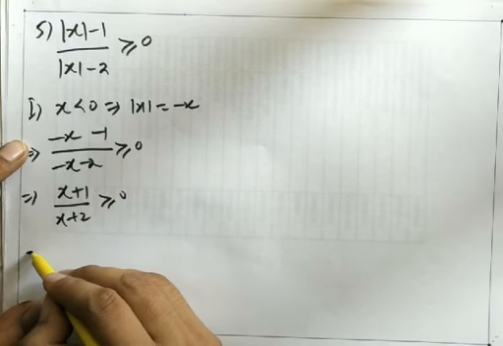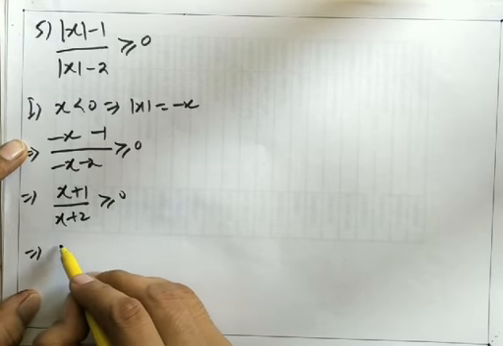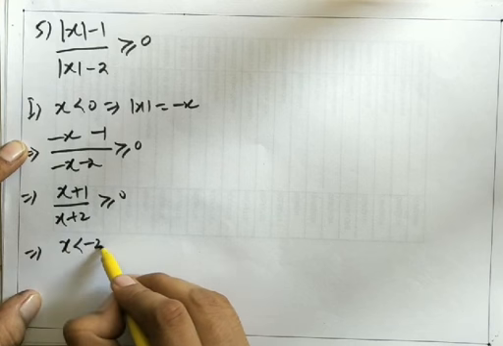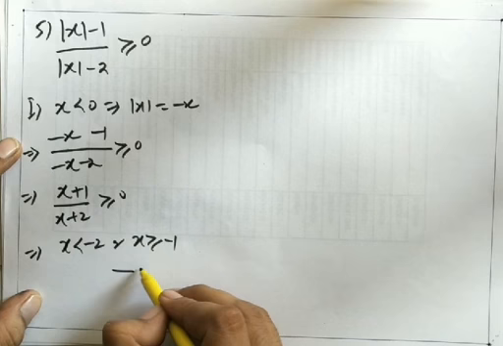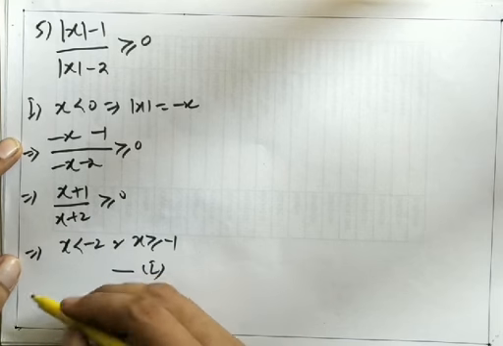So if we solve it by method of intervals, it will become x should be less than minus 2 or x should be greater than or equal to minus 1. So this is the answer for the first case. Now let's see the second case.